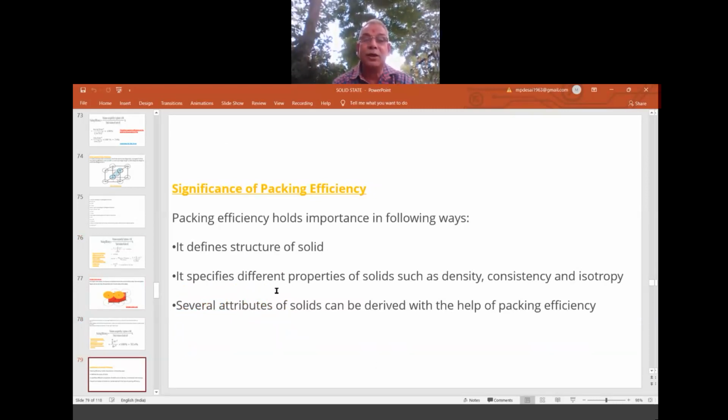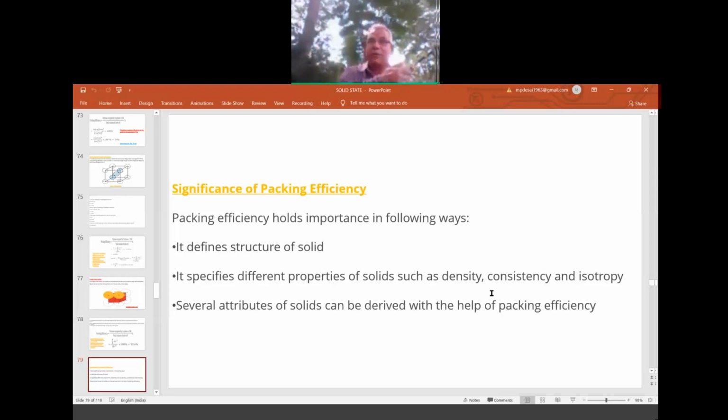So, significance of packing efficiency. Packing efficiency holds importance in the following ways. Number one, it defines the structure of a solid. It will tell exactly how much packing is there, and depending upon the packing and repulsions, the lattice is made. It specifies different properties of solids such as density, consistency, isotropy and anisotropy.